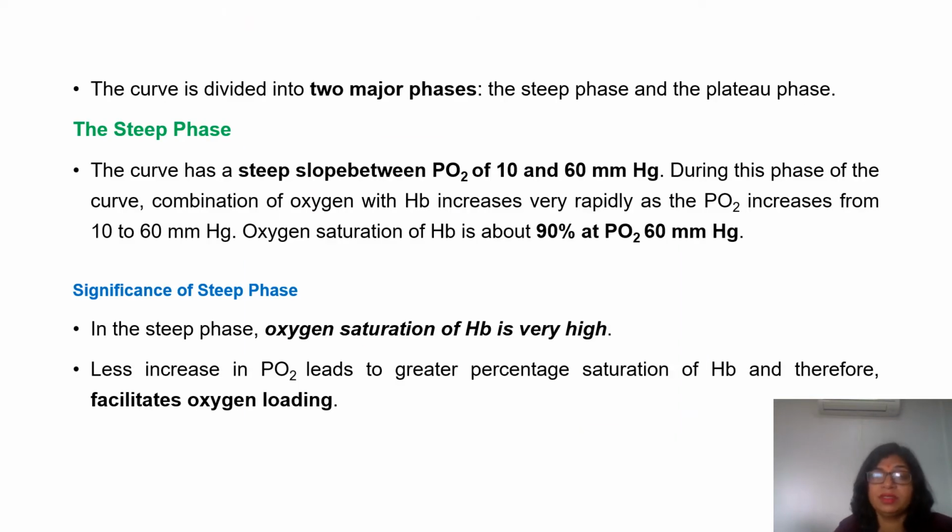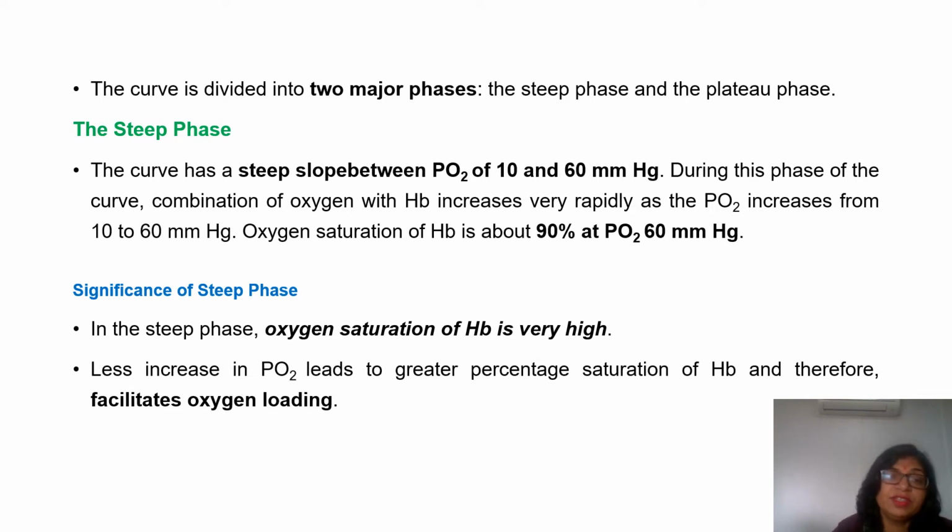Now, as you have seen, the curve is divided into two phases, the steep phase and the plateau phase. In the steep phase, the curve has a steep slope between PO2 of 10 and 60 mmHg. During this phase, the combination of oxygen with hemoglobin increases very rapidly as the PO2 increases from 10 to 60. So oxygen saturation in the steep phase is about 90% at PO2 60 mmHg.